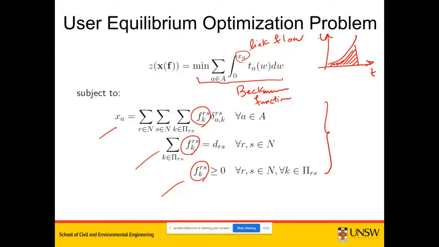So if this is T and this is X, and this is the link performance function from 0 to x_a, and we sum over all links in the network, we get this area underneath the travel time function. That is equivalent to Wardrop's principle, saying that each individual will selfishly try to minimize his or her own travel time going from any A to B in the network. So that's the objective function.